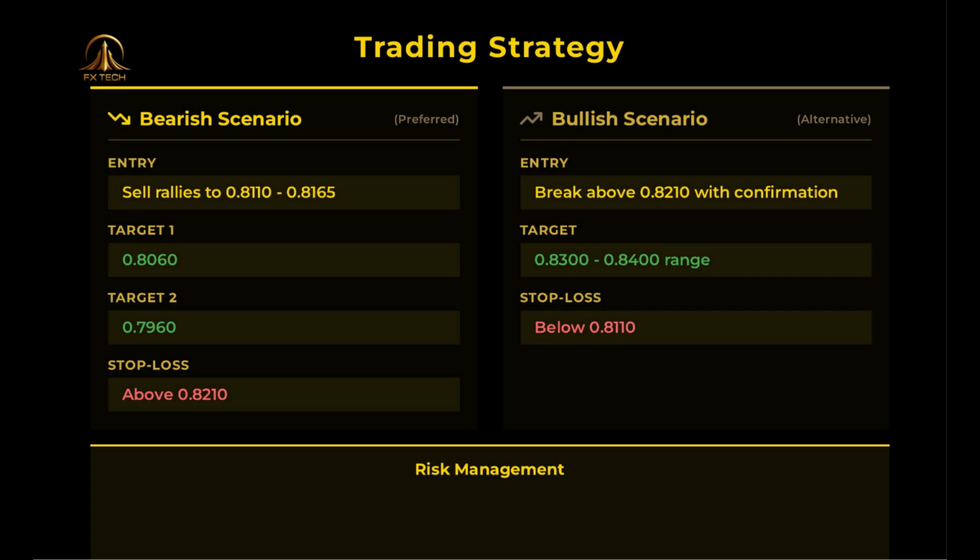For those considering a bullish alternative scenario, wait for a confirmed break above 0.8210 before entering long positions. Target the 0.8300 to 0.8400 range, with stop losses below 0.8110. Most importantly, monitor the RBNZ decision in November and the Bank of Canada decision on October 29th closely. Use appropriate position sizing and never risk more than 1 to 2% of your capital per trade.